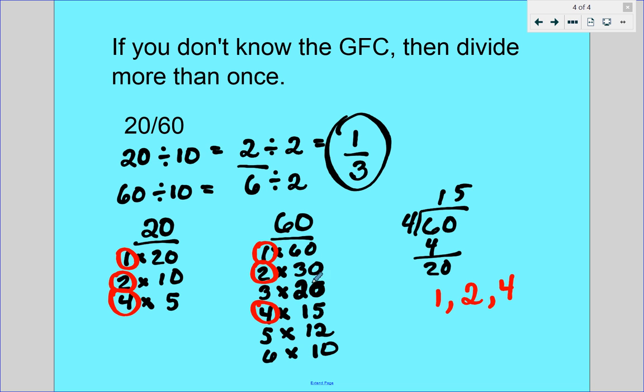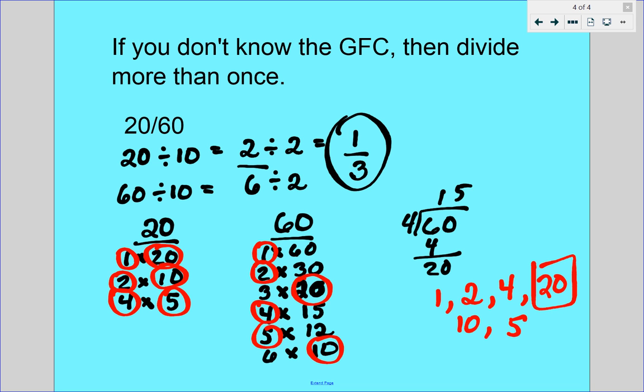20. Do I have a 20 over here? Yep, there's a 20. Here's a 20. That's going to be the absolute largest because my number itself is 20, but let's just do what we're doing here. 5, or I have a 10, 10, and then I have a 5, 5. So I have 1, 2, 4, 5, 10, 20. So 20 is my largest number.